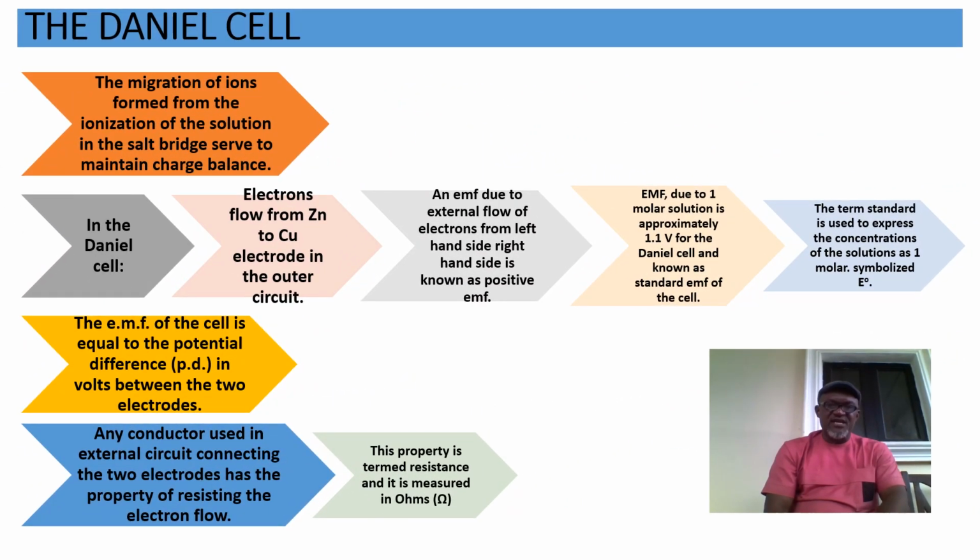Now, all these things we have said is what we're trying to write down here. So you can see in the Daniell cell, the first we have said is that the migration of those ions formed from the ionization, across the salt bridge serves to maintain charge balance. In the Daniell cell, electrons flow from the zinc to the copper electrode in the outer circuit, which you saw. Now, an EMF due to external flow of electrons from left-hand side to right-hand side is known as positive EMF.